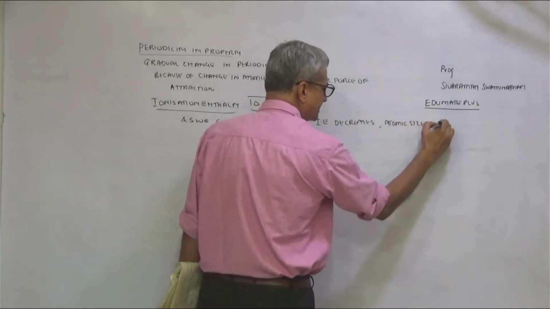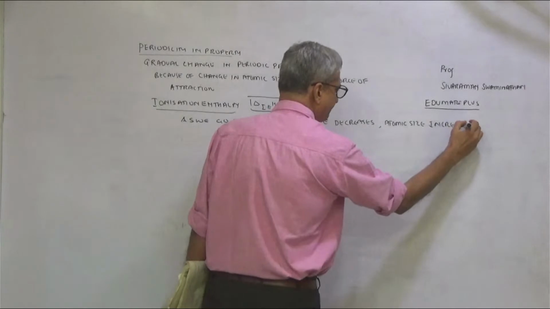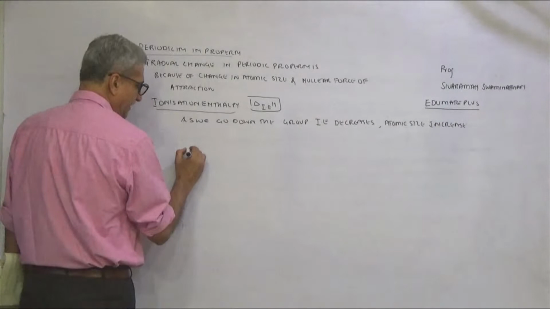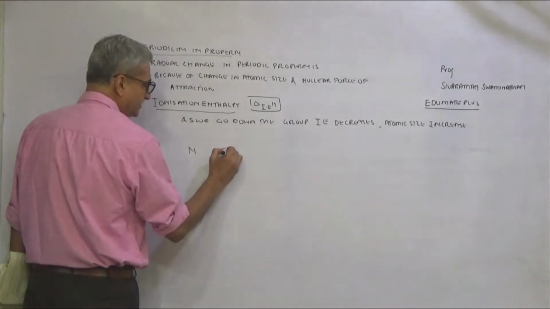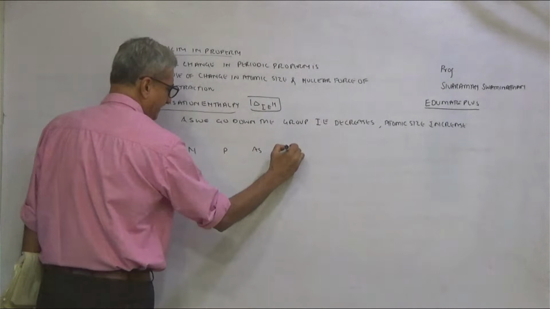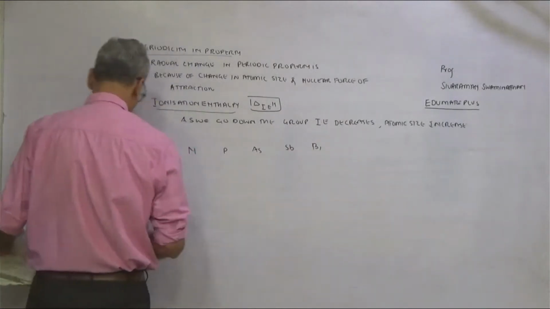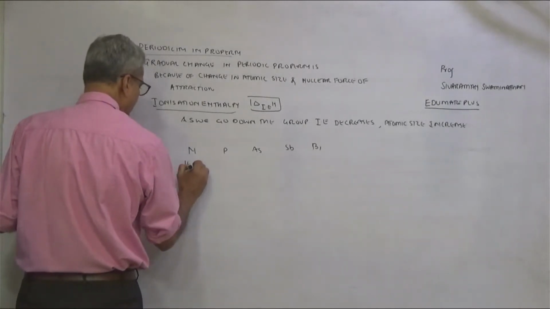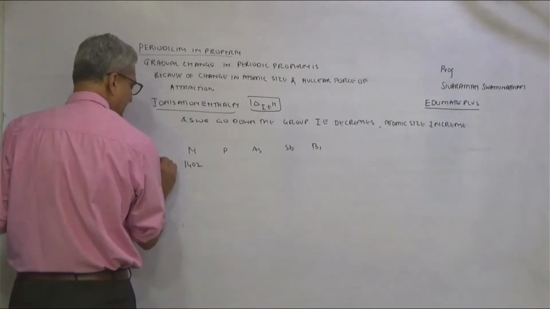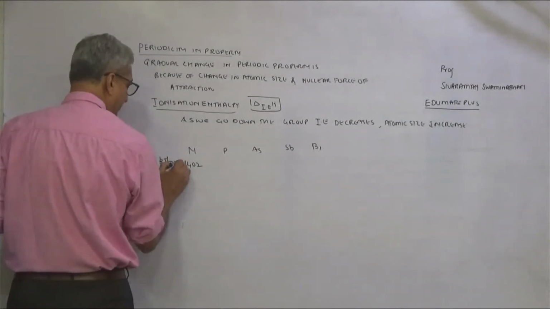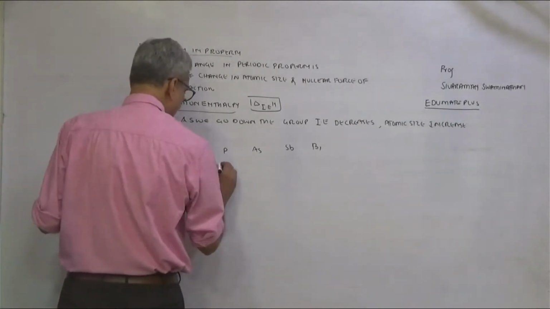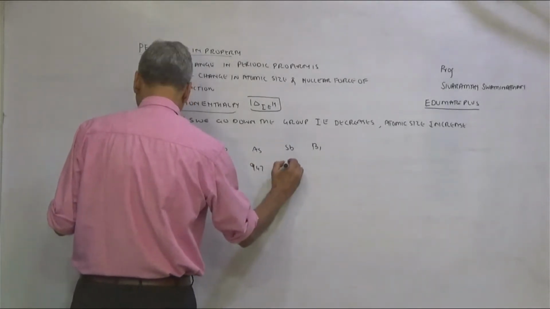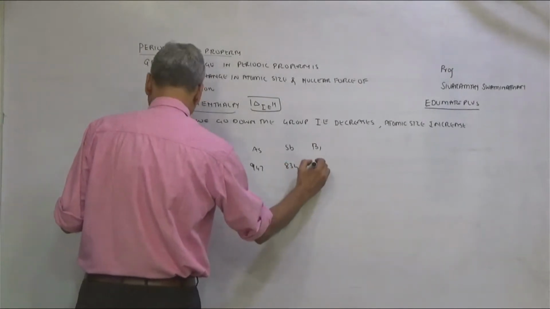Atomic size increases. This is the first ionization enthalpy that I'm talking about. If I look at the values, I have nitrogen, phosphorus, arsenic, antimony. The values of ionization enthalpy are 1402 kilojoule per mole. All these values are in kilojoule per mole. Then we have 1012 kilojoule per mole, this is 947, and then we have 834, and then we have 70.